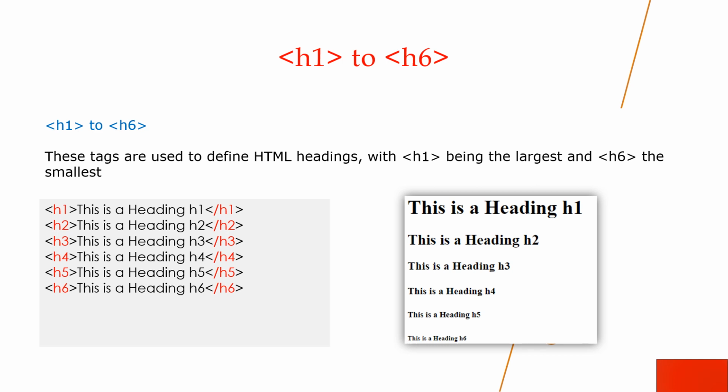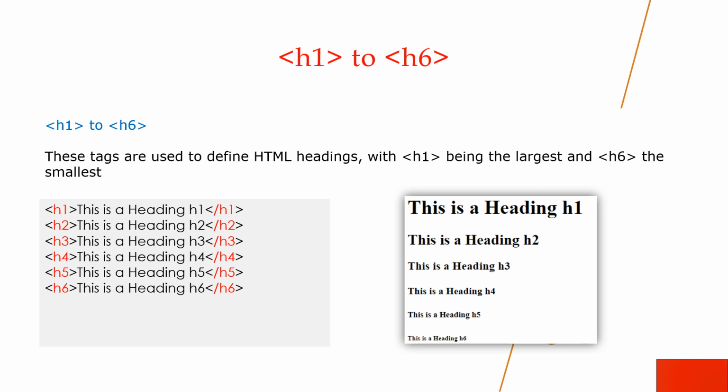Heading tags. These tags are used to define HTML headings, with H1 being the largest and H6 being the smallest. In the example below, headings are used as follows. H1 heading is the highest level and usually used for the main title of the page. H2 heading is the second highest level and usually used for subheadings.